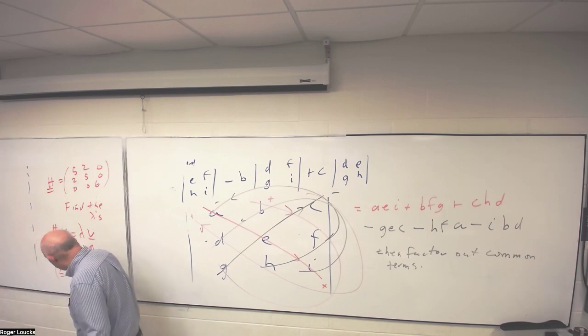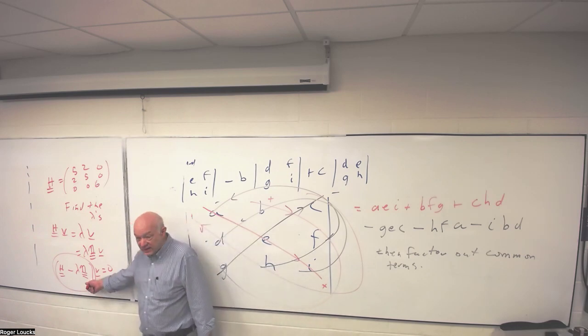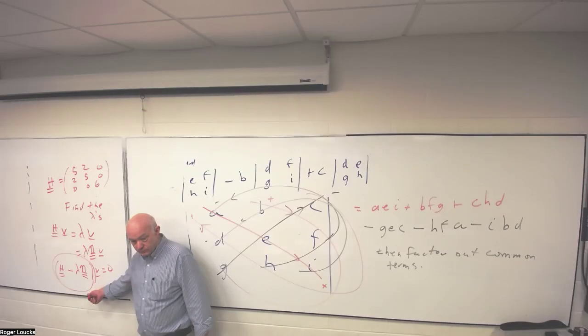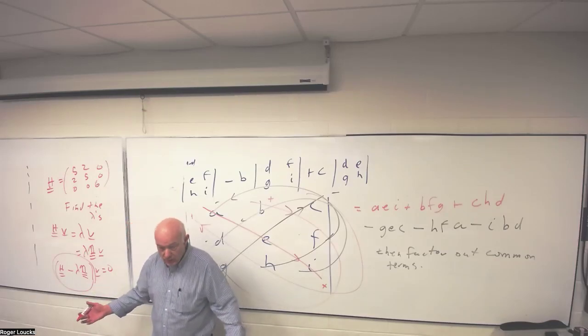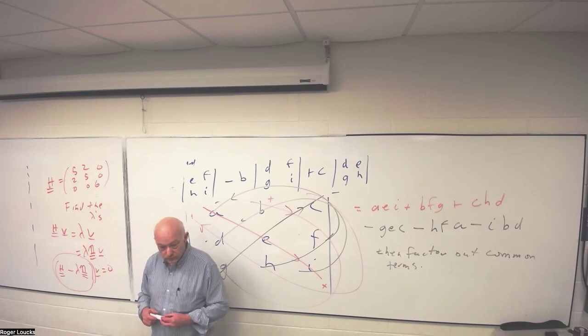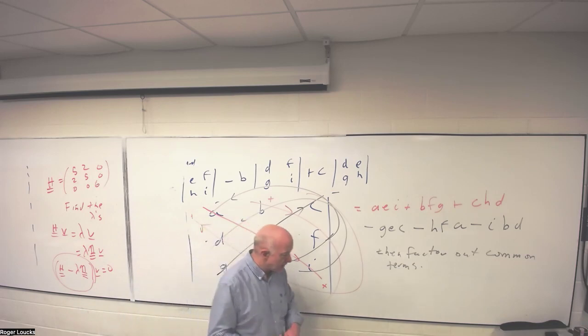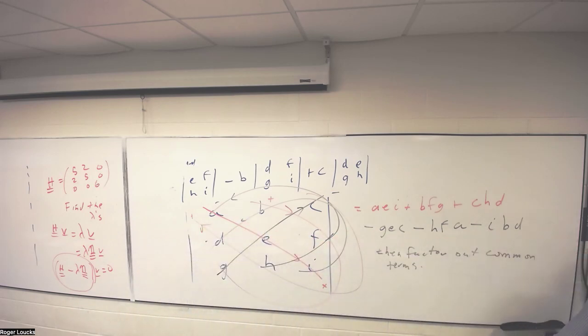Now, what can't this thing have? That's 0. It can't have an inverse, because if it has an inverse, you get the trivial solution. So how do we guarantee that it has no inverse? The determinant has to be 0. That guarantees that it has no inverse, and that gives us the non-trivial solution.